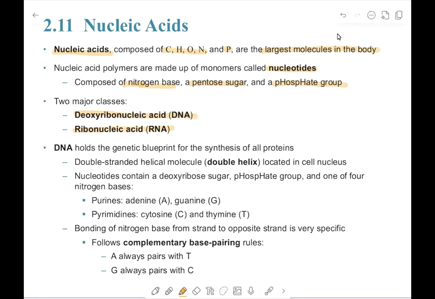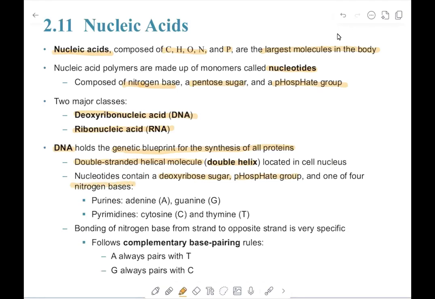As you know, DNA holds the genetic material for synthesis of proteins. So it's the blueprint of the cell. It's a double-stranded helical molecule, a double helix. So if you think back to the alpha helix that you learned about in proteins, it's similar to that. These nucleotides contain a deoxyribose sugar for DNA, a phosphate group, and one of four nitrogen bases.